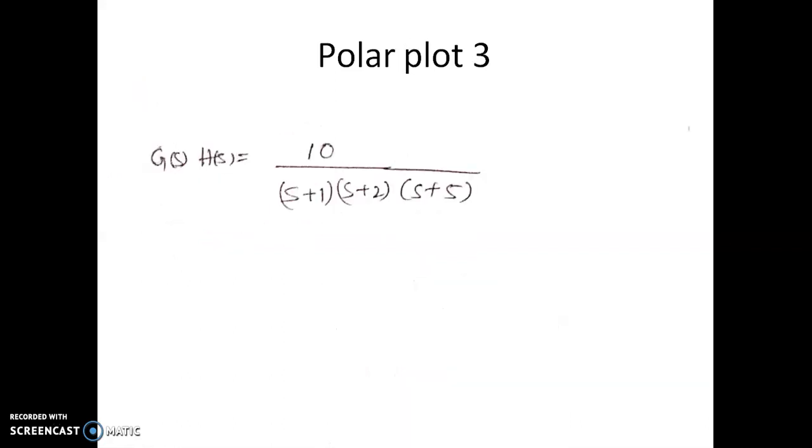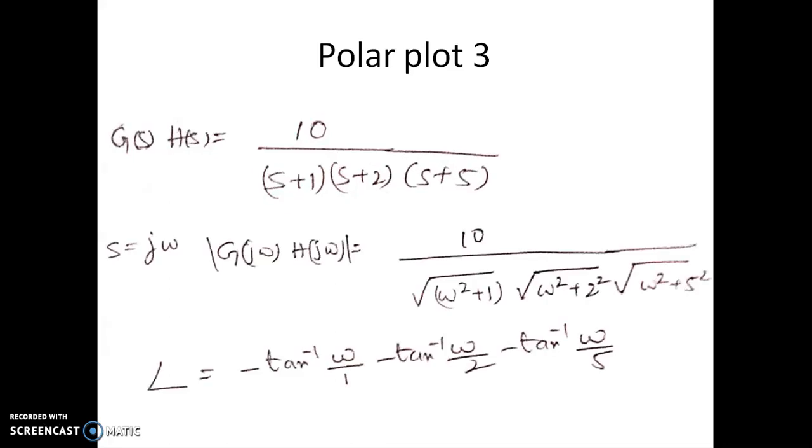Let us see the third one, in which we have three poles on the left hand side of the s-plane at -1, -2 and -5. Let us see the magnitude as well as the phase equation. This is the magnitude and phase equations, which is very evident. You can easily understand these magnitude and phase equations.